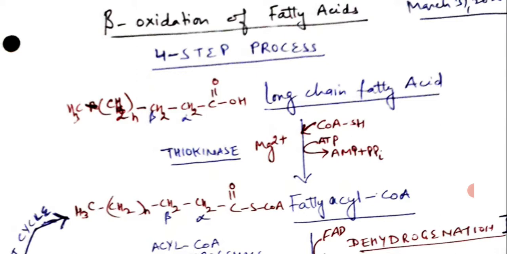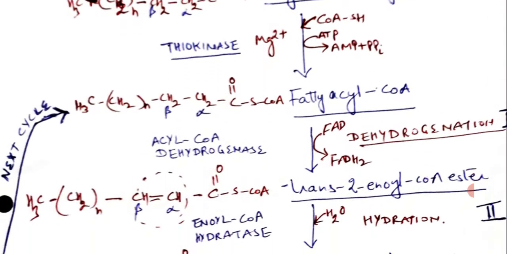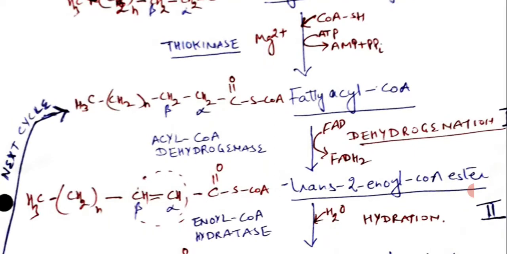The carbon adjacent to the carboxyl group is the alpha carbon, and the one adjacent to that is the beta carbon. So mainly here the cleavage occurs between the alpha and beta carbon in a 4-step reaction. The first reaction is dehydrogenation. So fatty acyl CoA, the intermediate, undergoes dehydrogenation, that is the removal of hydrogen, to form trans-2-enoyl coenzyme A ester.